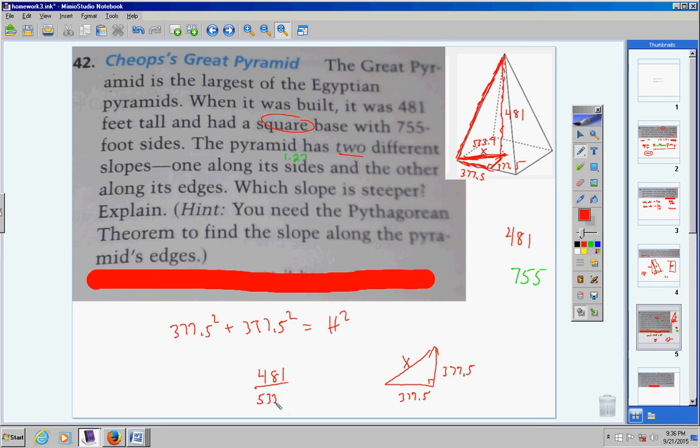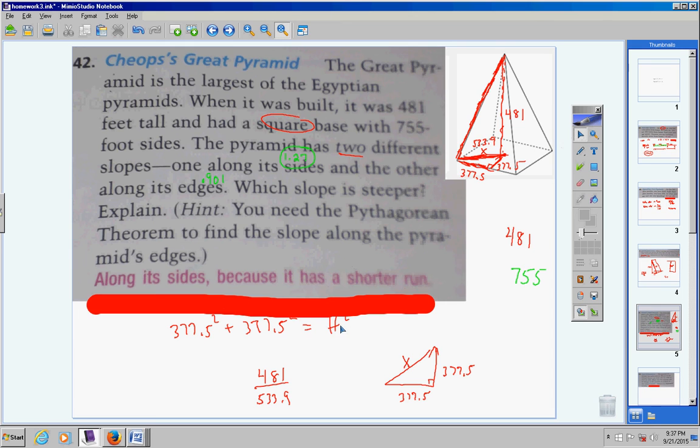If you divide those, you will definitely not get a slope that's as steep as this one here. But we'll go ahead and type it in. 481 divided by 533.9 equals 0.900. So the edge's slope is 0.901, actually 0.901. Okay, so which slope is steeper? Well, the larger number has a steeper slope. So the slope of the side is steeper than the slope of the edge, and the answer does concur with that.